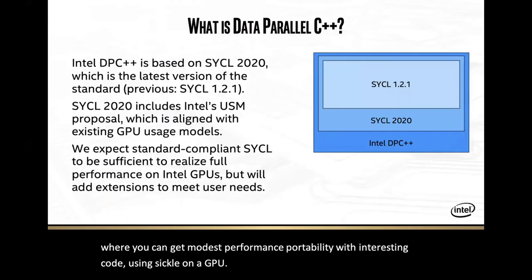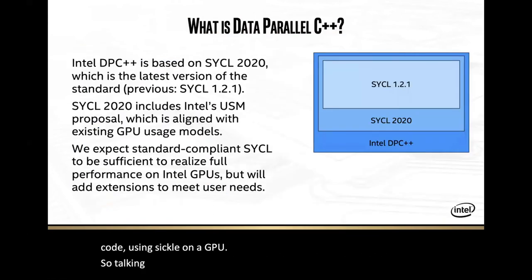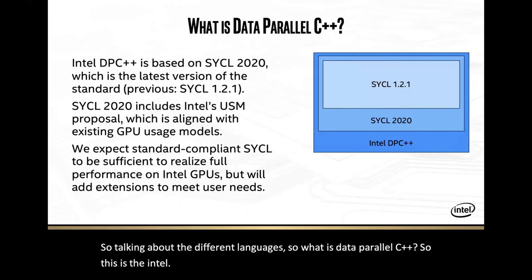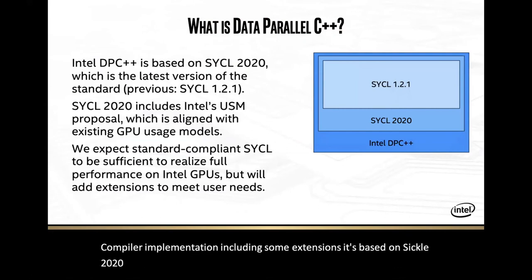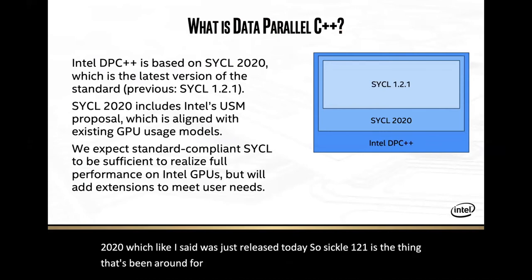So talking about the different languages, what is Data Parallel C++? This is the Intel compiler implementation, including some extensions. It's based on SYCL 2020, which, like I said, was just released today. SYCL 1.2.1 is the thing that's been around for a while. That's what's broadly implemented.